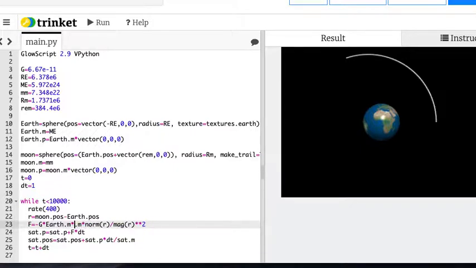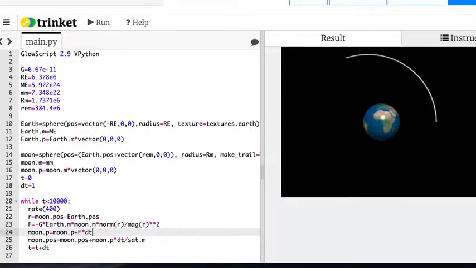Down here, I need to change this from the old object name to moon, moon, moon, moon, moon, moon, and moon. Okay, now I need to also, this is the gravitational force on the moon.